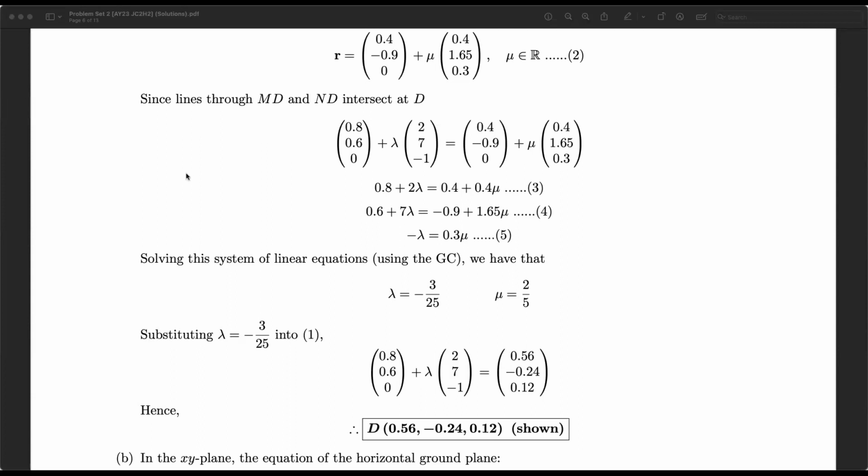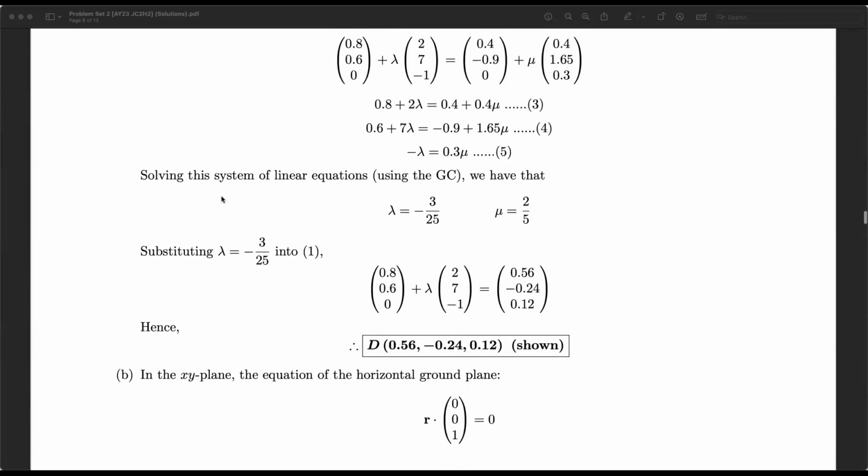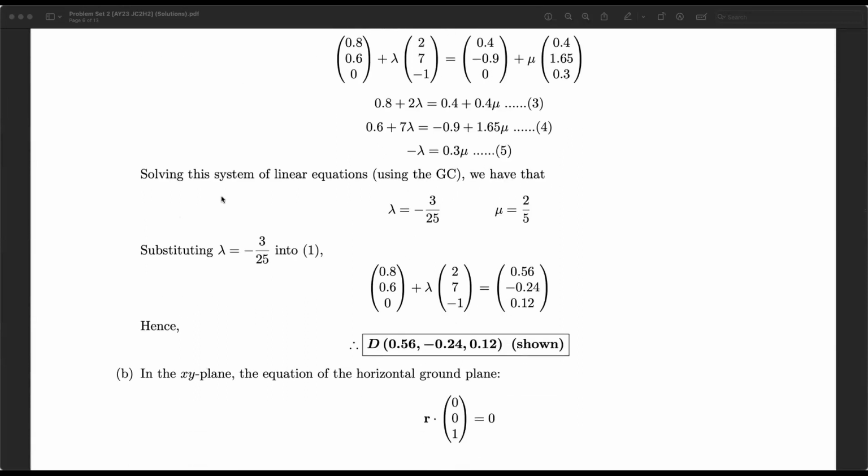Okay, so for the horizontal ground, now what do we know? This horizontal ground is what plane? It's the XY plane, correct? Because it's on the ground. So we can write an equation of the horizontal ground, which is r dot (0,0,1) equals to 0. Okay, this is the equation of the horizontal ground.